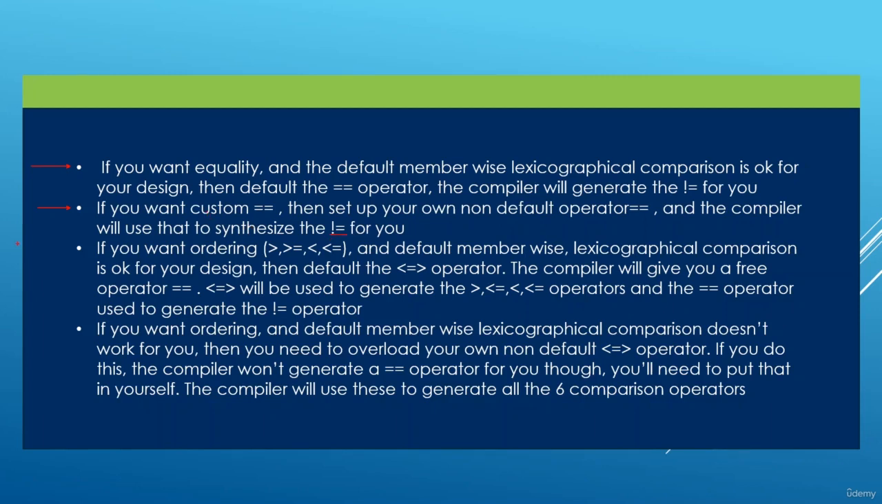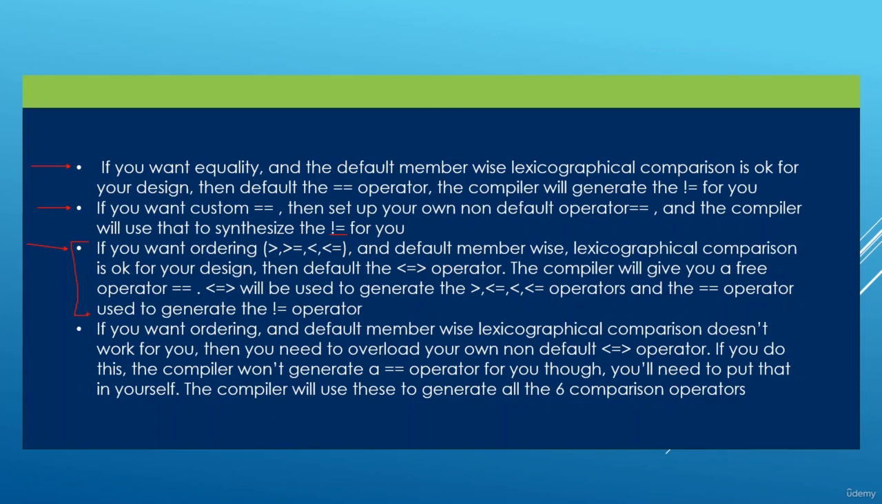If on top of equals you also need greater than, less than, greater or equal, and less or equal, then you will need to bring in the three-way comparison operator. And again, if you need member-wise comparison, you don't really need to do too much work. You can default the three-way comparison operator, and the compiler is going to generate all the other operators you need. It is even going to give you a free equals operator that can in turn be used to set up a not equals operator. So this is really the best you can get from the compiler if you want all the operators and a default member-wise comparison is okay for you.